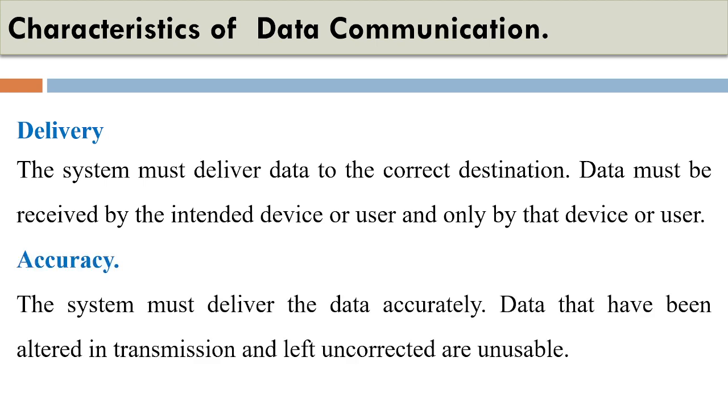And the next part is the accuracy. Now, the system must deliver the data accurately. The data that have been altered in transmission and left uncorrected are completely unusable. So while sending data to a particular destination, if the data gets altered during transmission and is left uncorrected, the information which was actually sent is not received by the destination system, and the information might have changed. So the accuracy is very, very important. So if I send ABCD to a destination system, that particular destination system must receive it as ABCD, not DCBA or something else. So accuracy of the system is very, very important.